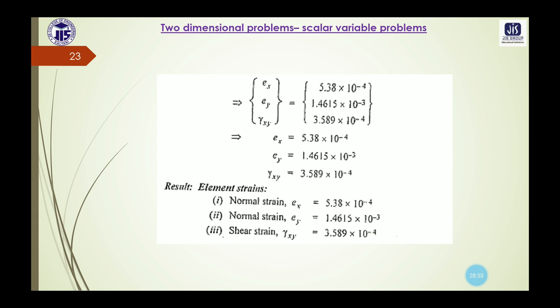So this E matrix is actually a column matrix of Ex, Ey and the shear strain gamma xy. From this equation, we can write the value of the normal strain Ex as 5.38 into 10 to the minus 4. Then the normal strain Ey is 1.4615 into 10 to the minus 3. And the shear strain gamma xy is 3.589 into 10 to the minus 4.